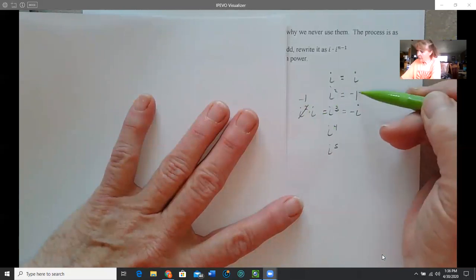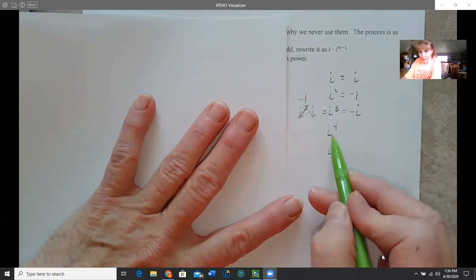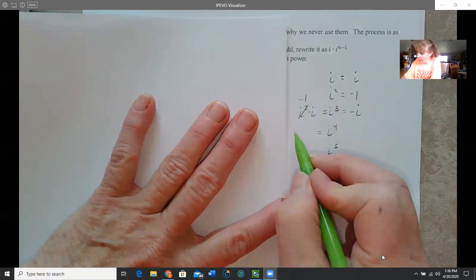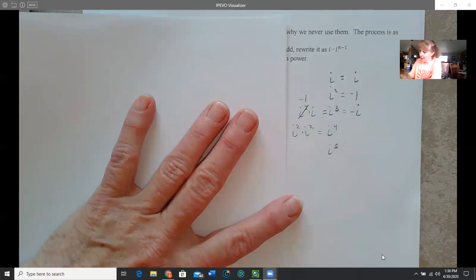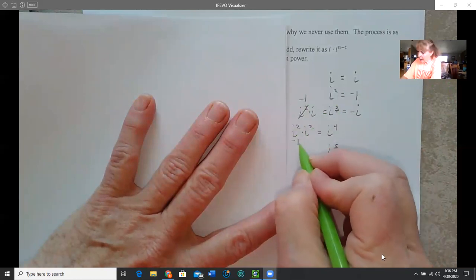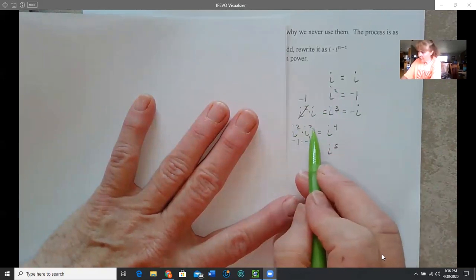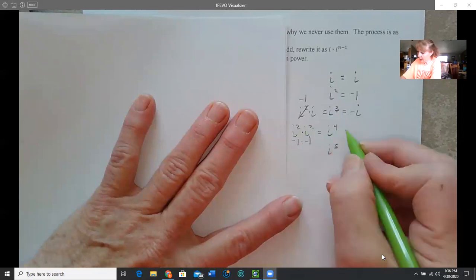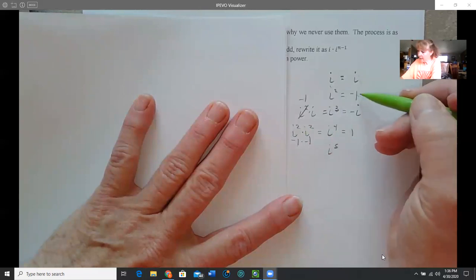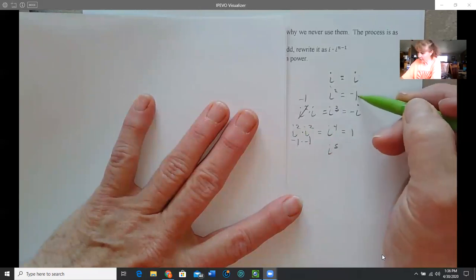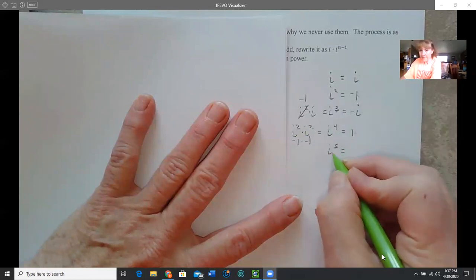So we have i, then we have a -1, then we have a -i, and now let's look at i to the 4th. i to the 4th is i squared times i squared. i squared is a -1 times a -1. 2 plus 2 is 4. -1 times a -1 is a +1. So we have i, -1, -i, +1, and now let's see about i to the 5th.